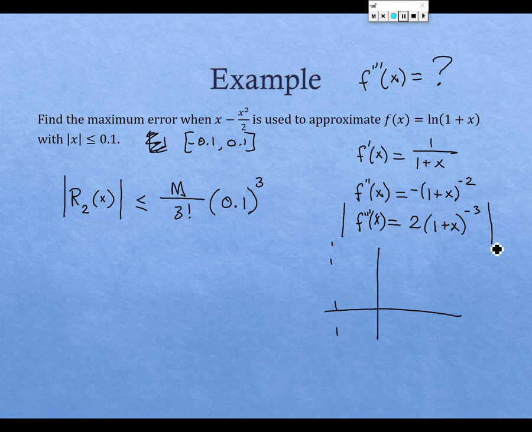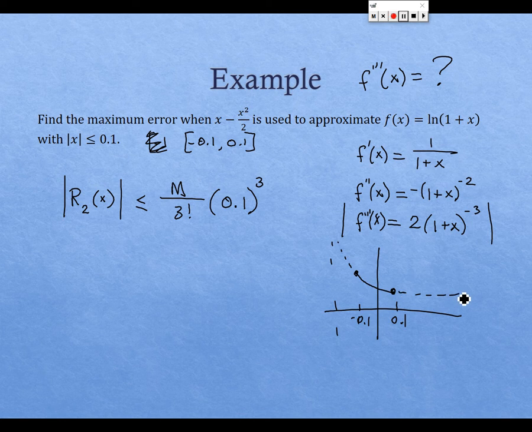So what does the original function look like? We're only on the interval negative 0.1 to 0.1 here. And like I said, it ends up not mattering whether it's this way or this way, because we're going to take the absolute value of it. So I think it'll look something like this, only on the interval of interest. There's more to this function, but that's the maximum.